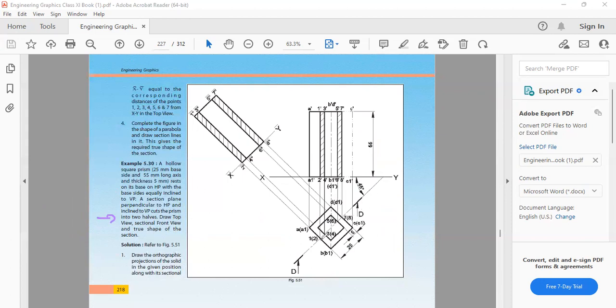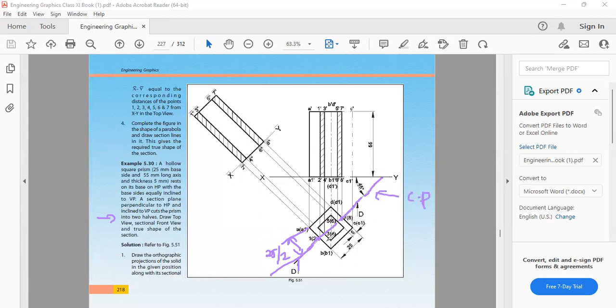So I will mark the center point. So this side is 25, and then I will draw the cutting plane like this, such that this distance is 25 by 2. 25 by 2 cuts the prism into 2. Clear? So you have to mark 25 by 2 here, 25 by 2 here, then draw a line. So that line represents the cutting plane.